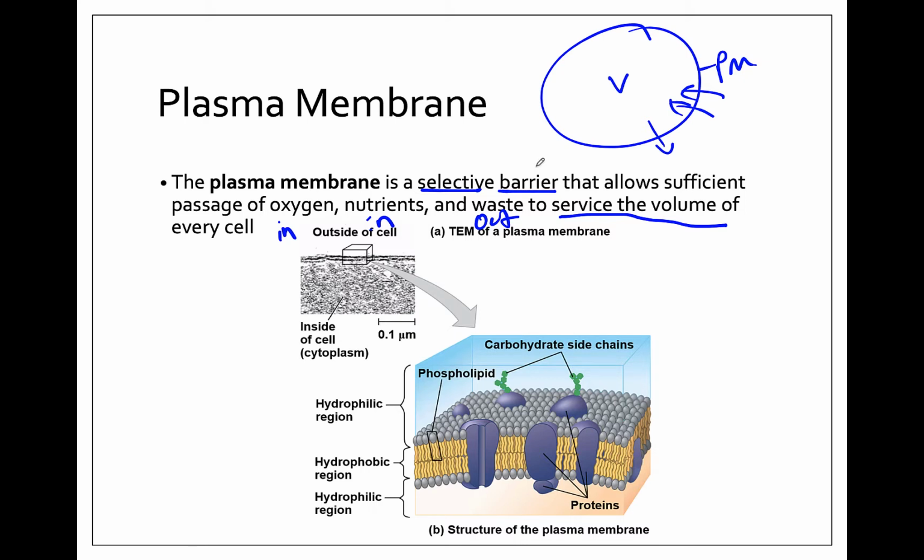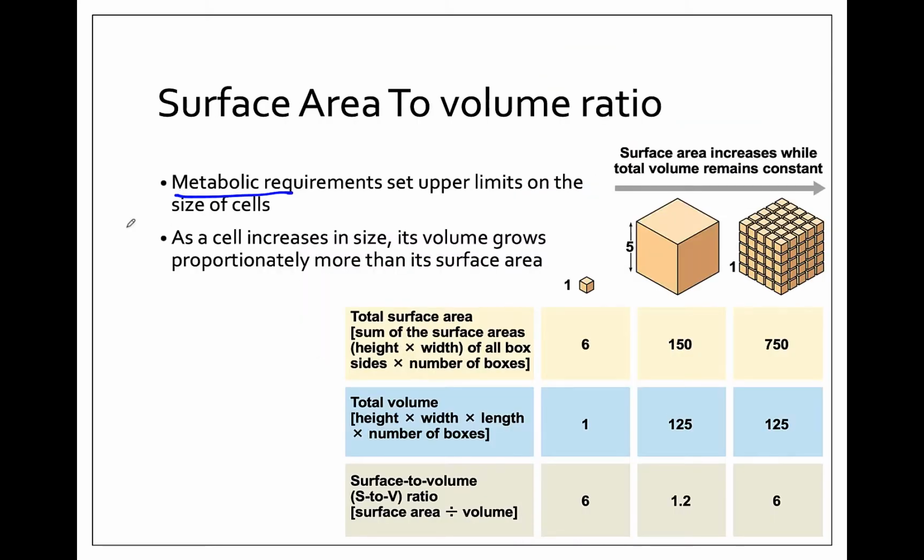And this is actually something that restricts the size of cells. So these metabolic requirements, the requirements to get oxygen and nutrients in, and to make sure that you're getting rid of waste efficiently, a cell's not going to live if it starts building up toxic levels of carbon dioxide inside of its cell volume. So those metabolic requirements set a maximum size for cells. And you can see what happens when a cell increases in size is that the volume grows faster than the surface area.